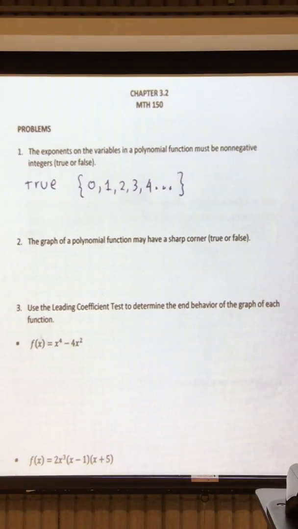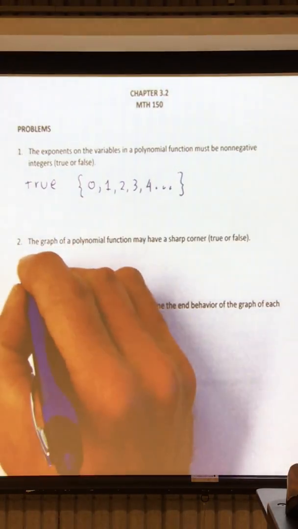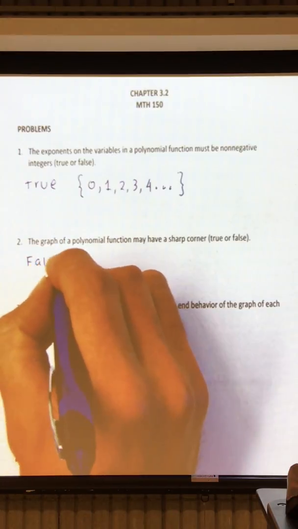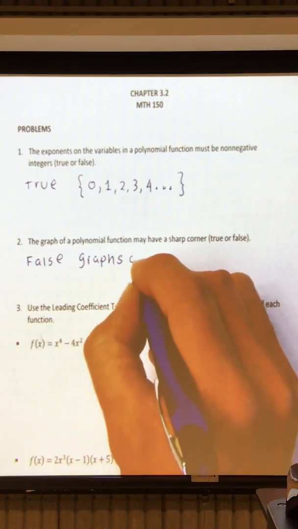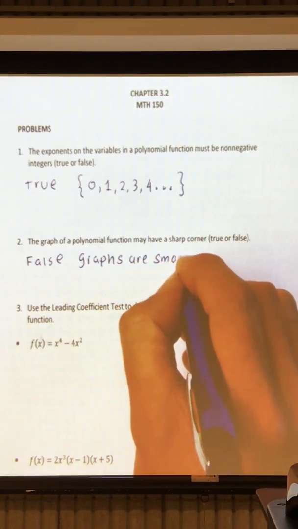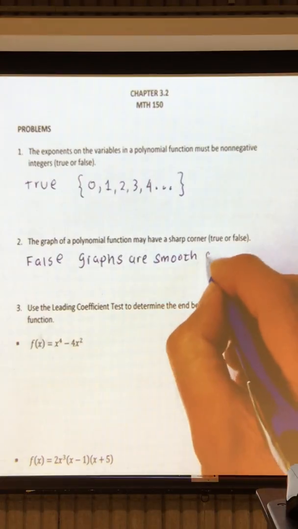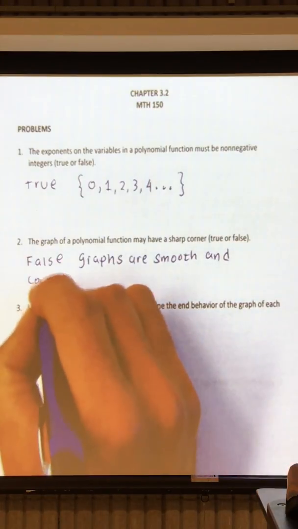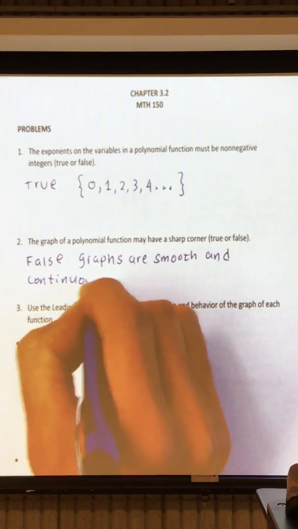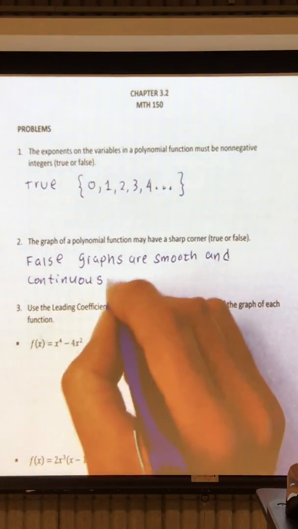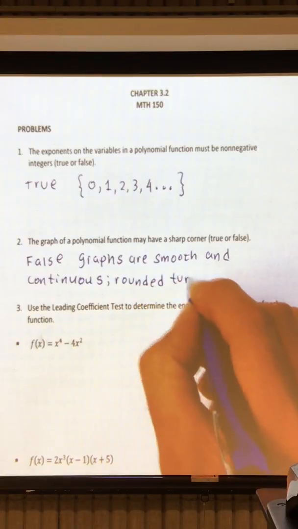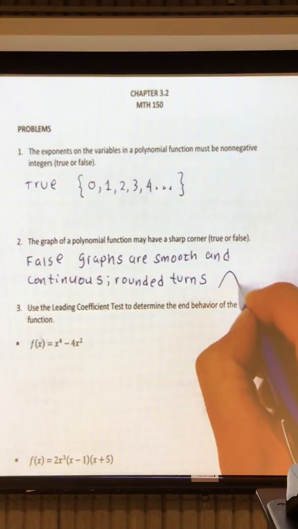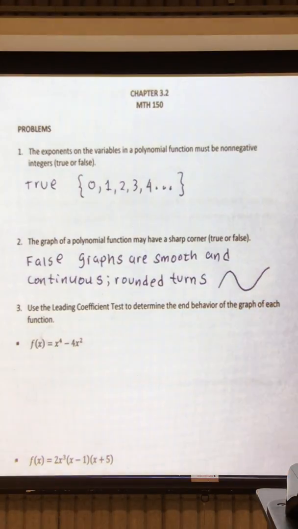Problem 2. Is it true or false that the graph of a polynomial function may have a sharp corner? This is absolutely false. The graphs are always smooth, so they would be fun to drive, and continuous, meaning non-broken, and they must have rounded turns. So much like a roller coaster or a road that's fun to drive.